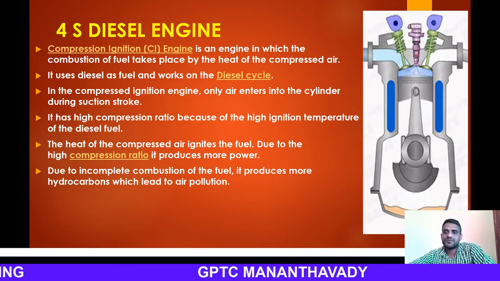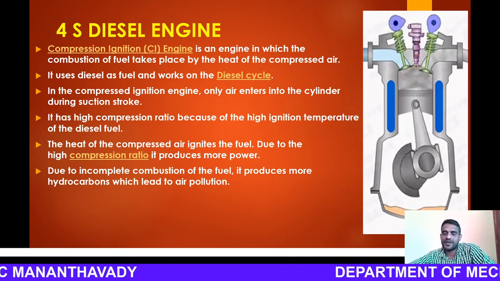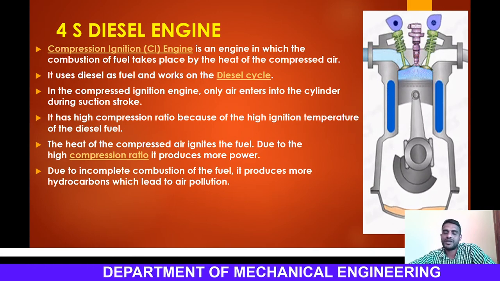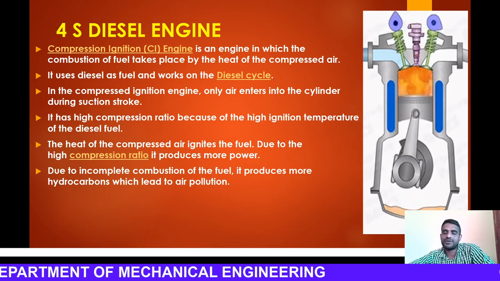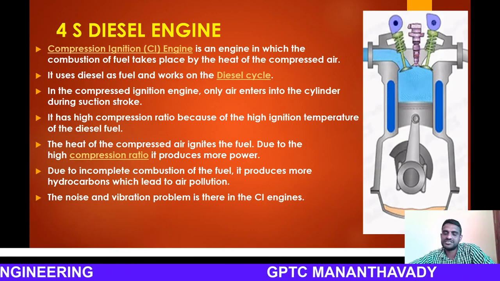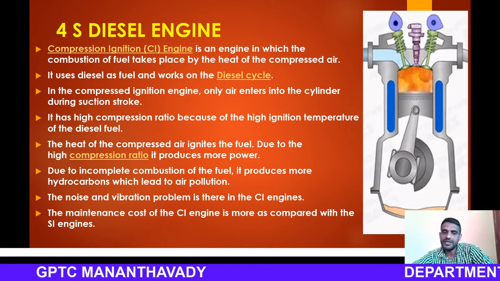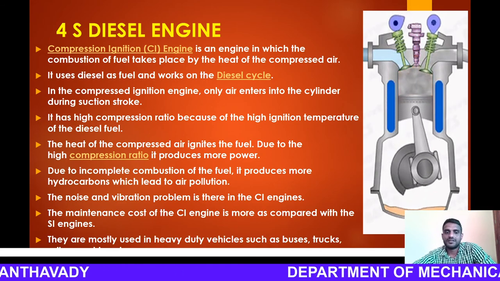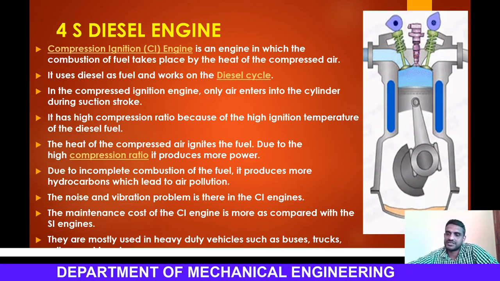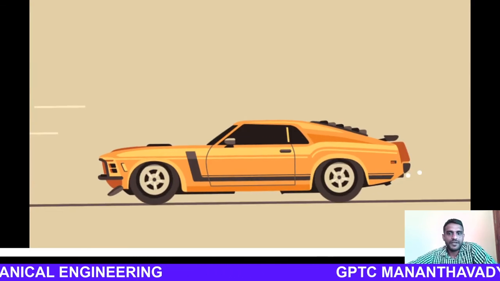It is a main problem of CI engines that they are very prone to air pollution. There are hydrocarbons that remain unburned, so unburned hydrocarbon issues are a major concern that we are facing nowadays. The noise and vibration of these engines are very high. The maintenance cost of the CI engine is high as compared with the SI engine. They are most widely used in heavy duty vehicles such as buses and trucks. Okay, that's for today. Thank you for watching.